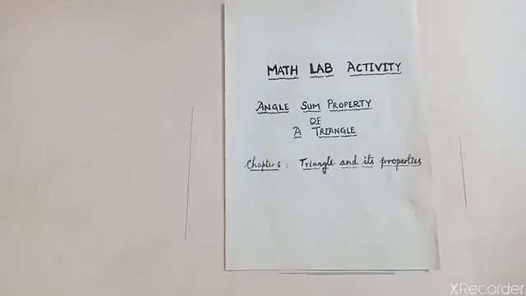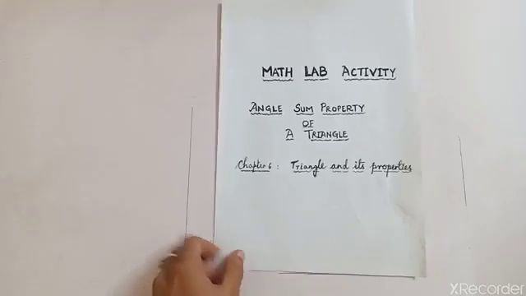Children, today we will do a MATLAB activity. The topic is angle sum property of a triangle, to verify that the sum of the three angles of a triangle is 180 degrees, from chapter 6, triangle and its properties.